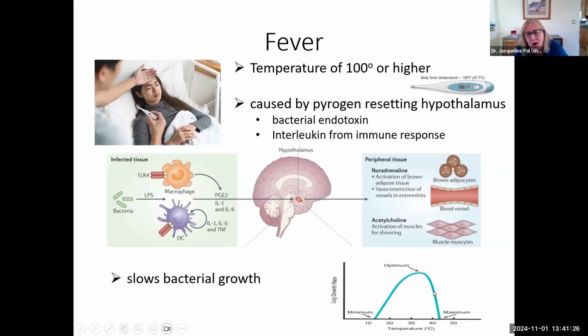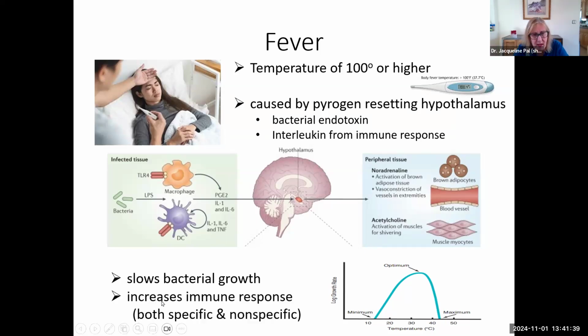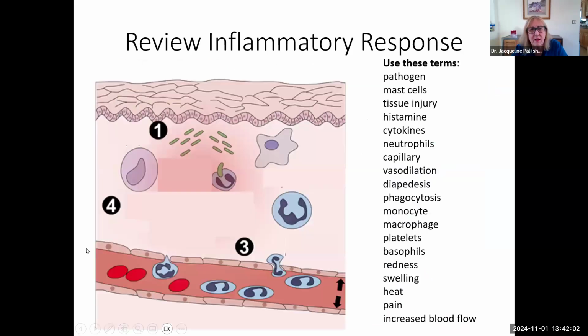Now, you don't have to go all the way up to 104 degrees because at 104 degrees, you can start getting brain damage. So, after your fever is over 102, yes, you can bring it down to make you feel better. But a low grade fever between 100 and 102 actually will increase your immune response. It increases your phagocytosis. It increases your inflammatory response. It increases all of these non-specific as well as some specific responses we haven't talked about yet.